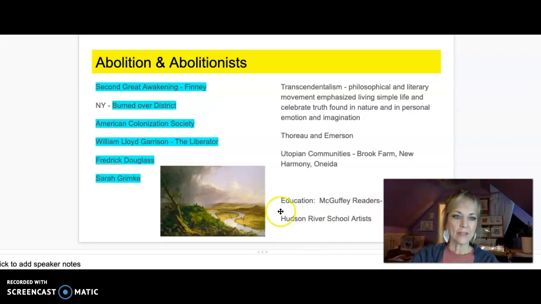Okay, last but not least in time period 4 is the Mexican-American War, but we'll talk about that in time period 5 because time period 5 goes back to 1844 and we really focus on manifest destiny and how that plays out throughout the time period and then leads to the Mexican-American War.